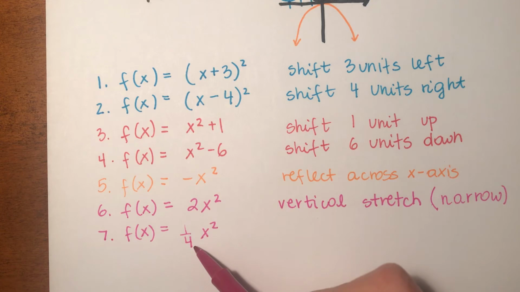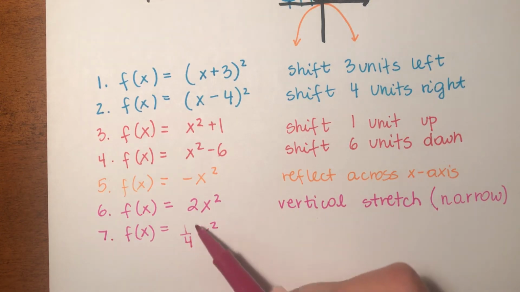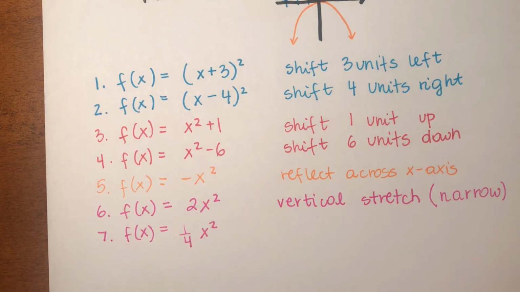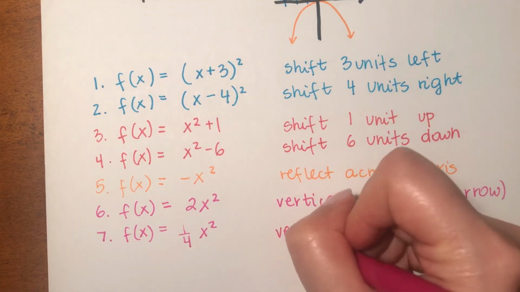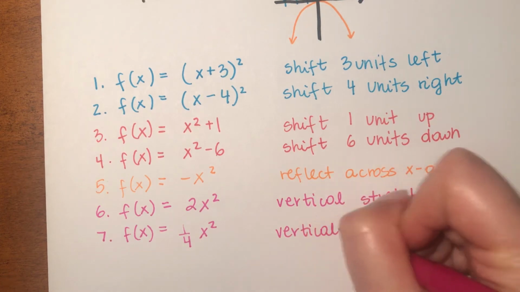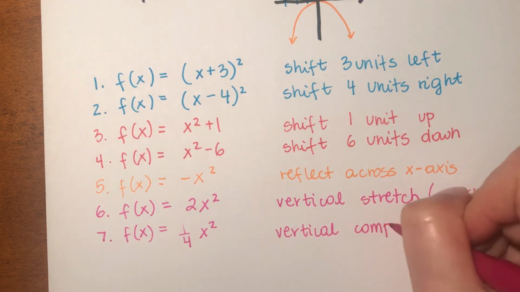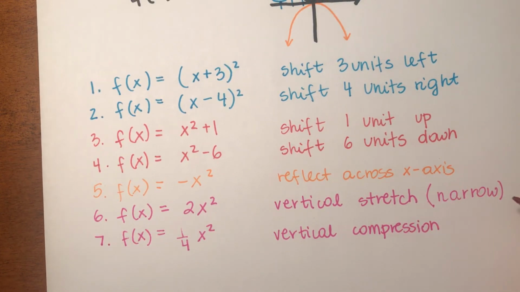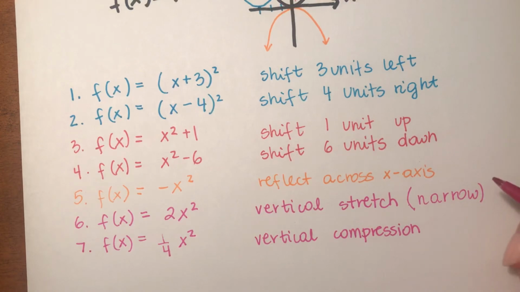If this number is less than 1 but bigger than 0, it needs to be a positive number, we have a vertical compression. Okay, now if we're compressing something vertically, we're actually making it wider.